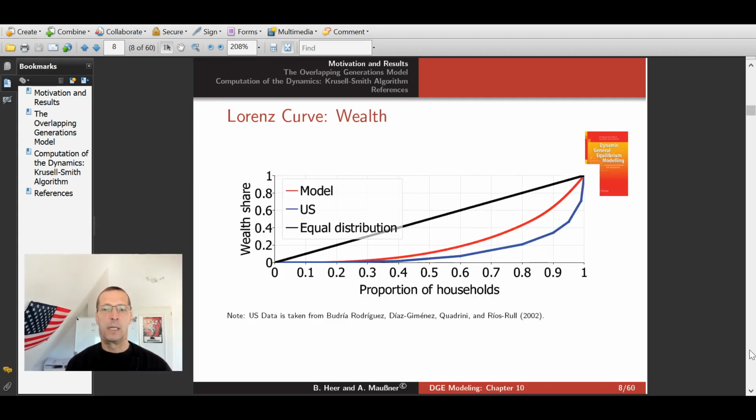And if you consider wealth, here again we have the equal distribution, which is the black line, where the Gini coefficient is equal to 0. The red line is the model, and the blue line is the empirical wealth distribution. So we are unable to replicate, for example, the wealth of Elon Musk. Elon Musk, as of today, March 2022, has something like 200 billion US dollars. That's his net worth, a little bit in excess of 200 billion.